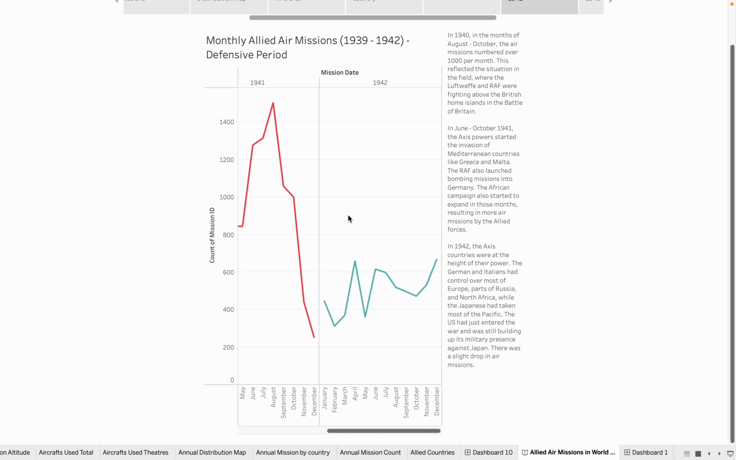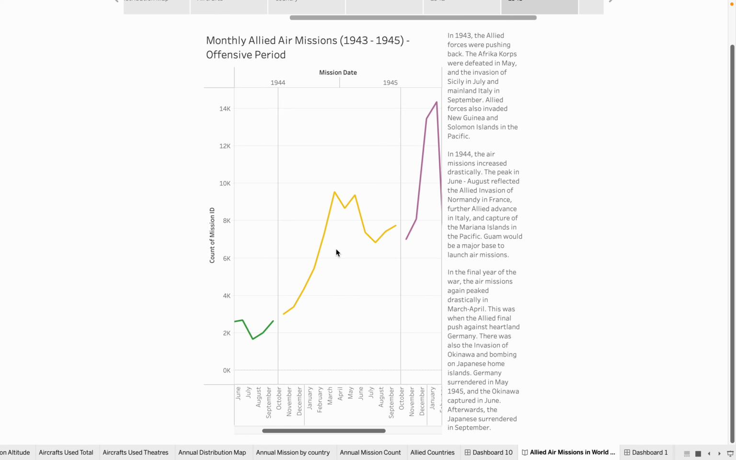In 1942 the Allies were at the lowest point of the war, when Germany, Italy, and Japan had taken control of most of Europe, parts of Russia, parts of North Africa, most of the Mediterranean countries, and a lot of countries in the Pacific region. So there were not a lot of actions going on because they were on the defensive. The U.S. had just started to enter the war, and they were still building up the military presence in the Pacific. So that's why there's not much action in this year.